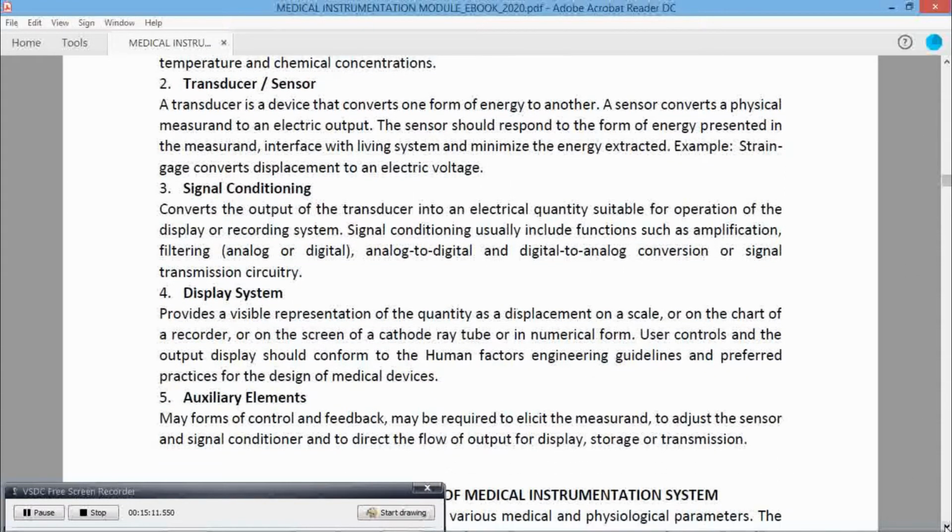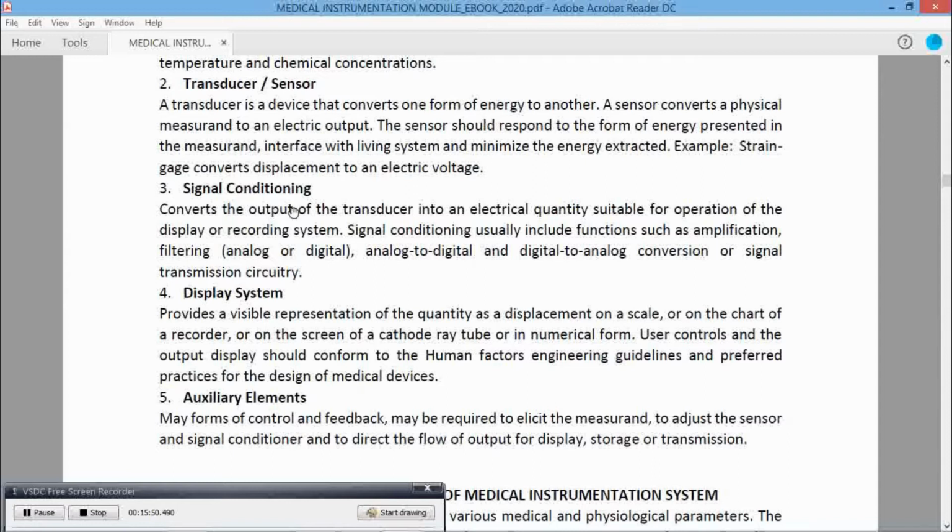When talking about transducers or sensors, we know the definition is that it's a device that converts one form of energy to another. A sensor converts a physical measurement to an electrical output. So that means if you measure something from the human body, you need to convert it so that it becomes an electrical output, so that it can be processed. A sensor should respond to the form of energy presented in the measurement, interface with the living system, and minimize the energy extracted. Example: a strain gauge converts displacement to an electric voltage.